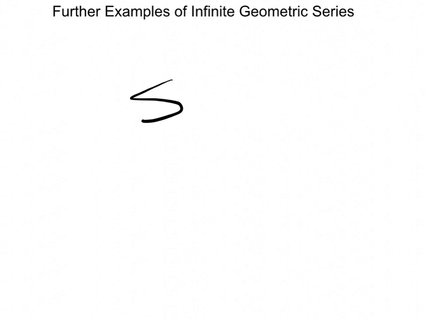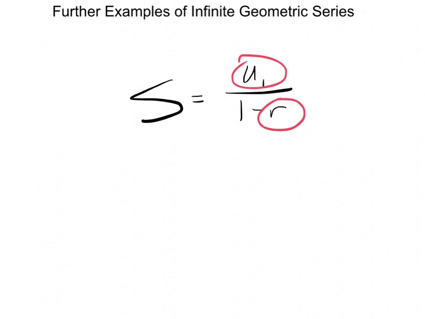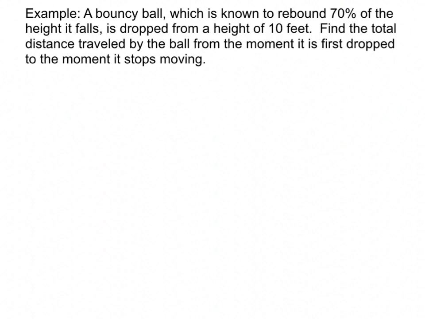The formula we know is that the infinite sum is the first term over 1 minus the common ratio. So if you can figure out where it starts and what the common ratio is, you're done. Okay? So this first example: a bouncy ball, which is known to rebound 70% of the height it falls, is dropped from a height of 10 feet. Find the total distance traveled by the ball from the moment it's first dropped to the moment it stops moving.